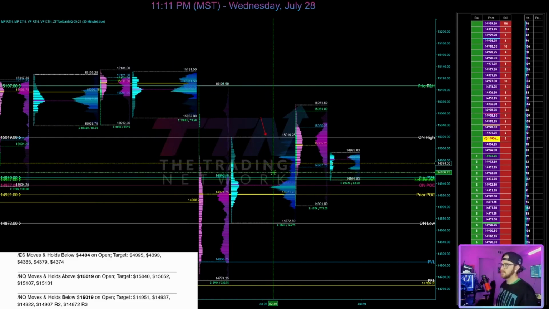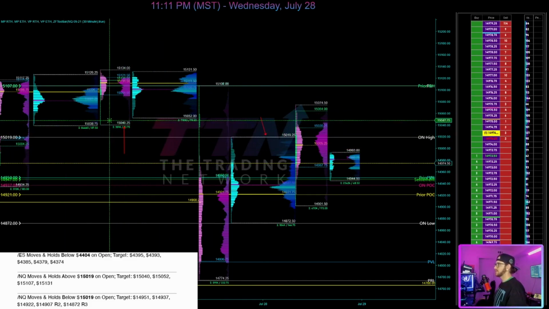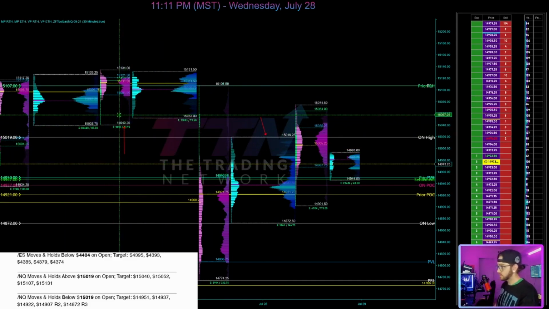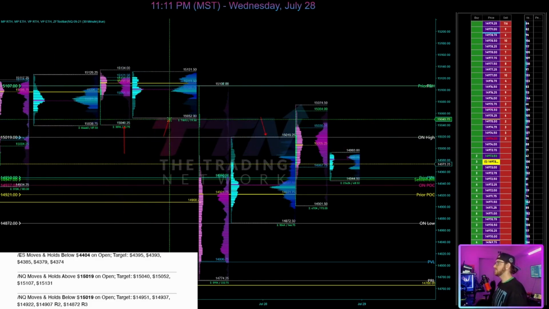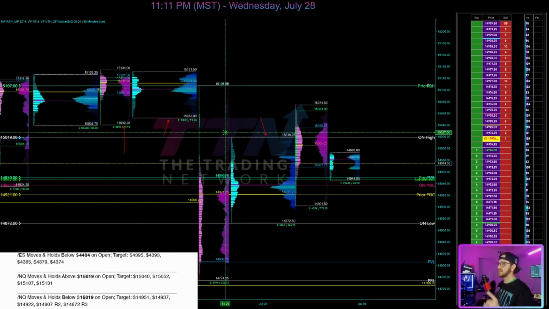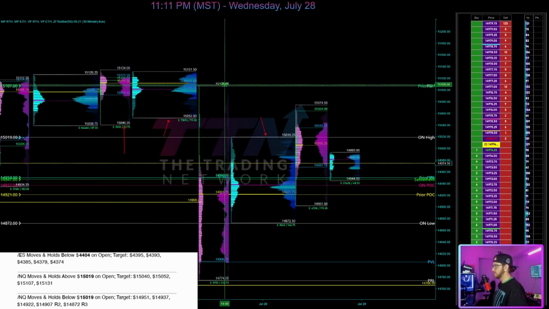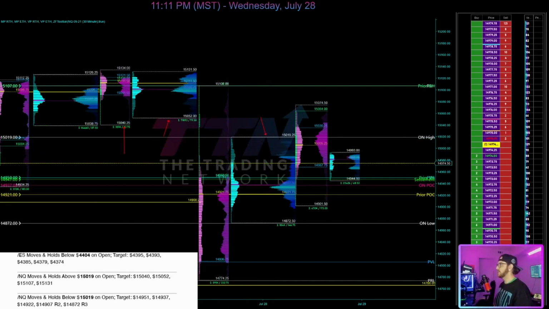We actually did get some upside targets hit on NQ, so we'll go over those. 1540 was the first upside target. That was the regular trading hours low from July 26th. The next upside target was 1552. That was the overnight low from the 26th into 27th session. And the next upside target was 107 up here, the prior range high, which we did not get hit. So we had 2 upside targets hit on NQ.